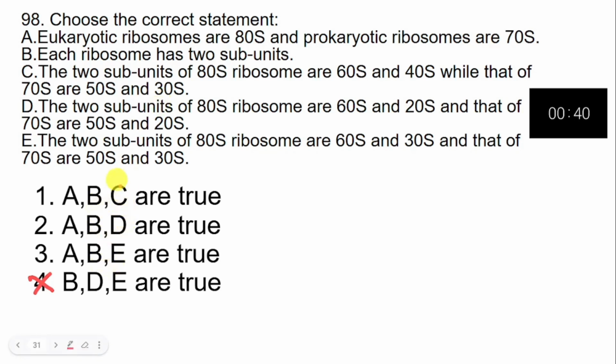Directly go to C. C says the 2 subunits of the 80S ribosome are 60S and 40S. Correct. While that of 70S is 50S and 30S. This is also correct. So we have the answer. Option 1 is the answer.